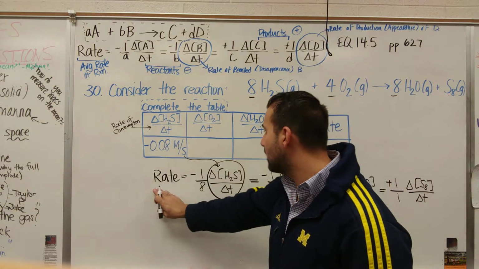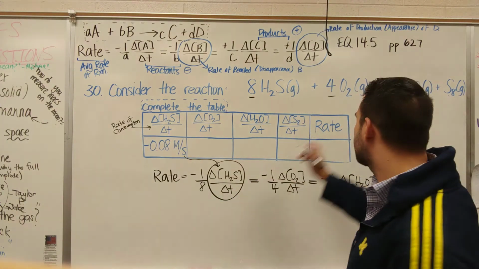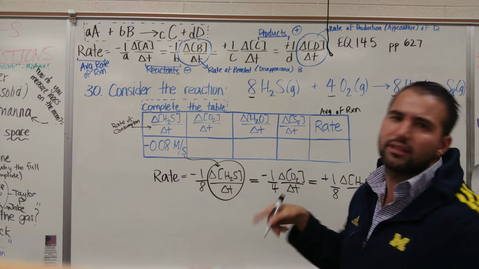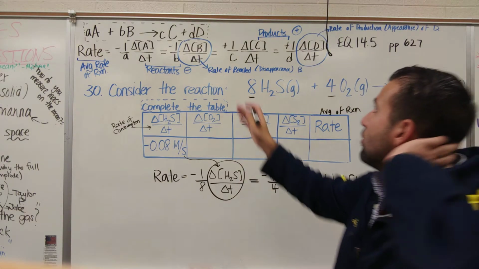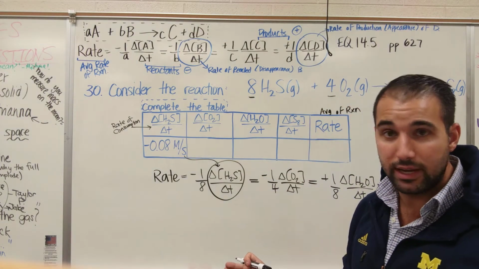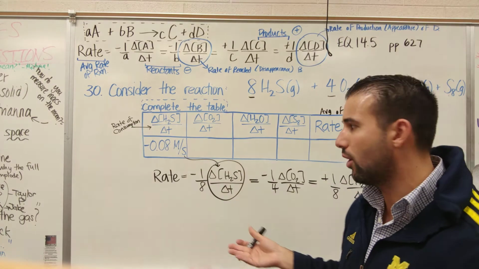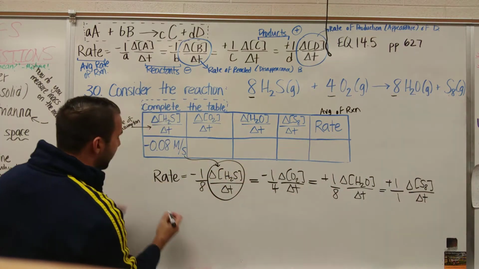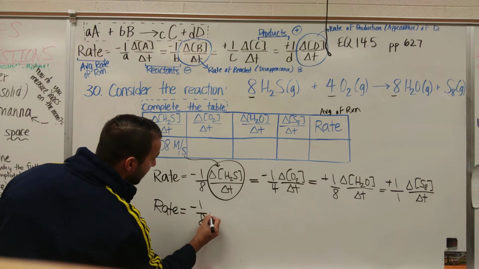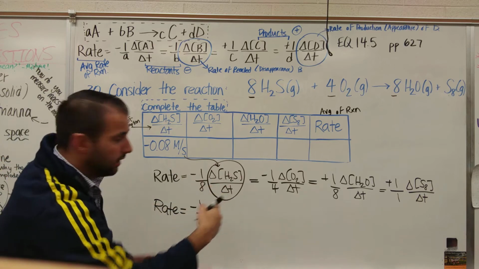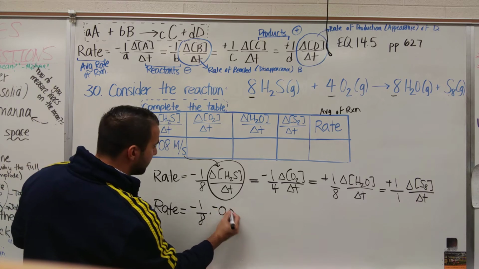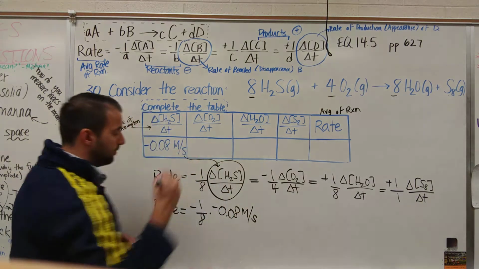If I want to solve for the rate, I'm just going to use this part of the equation. This is my average rate of the reaction. When they say rate at the end, it's like, overall, what is the average rate of the reaction? And all of these numbers are equal to each other. And the only way we get them to be equal is by multiplying by this fractional coefficient. So let's say I want to solve for the rate. Rate is going to be equal to negative 1/8 times whatever was given to me, change in H2S over change in T, which is equal to negative 0.08 molar per second.